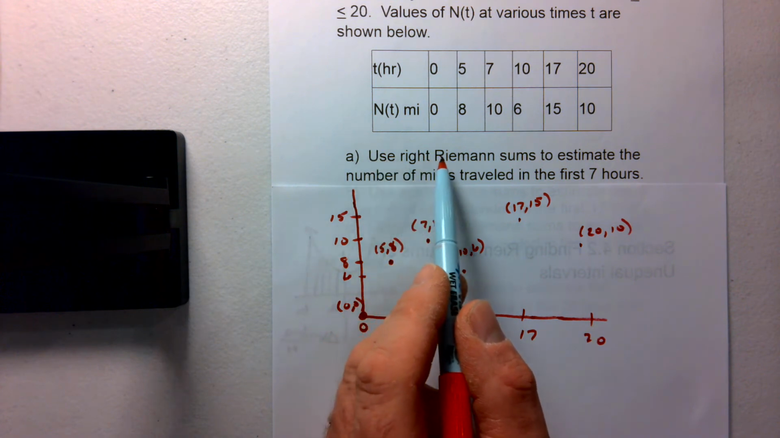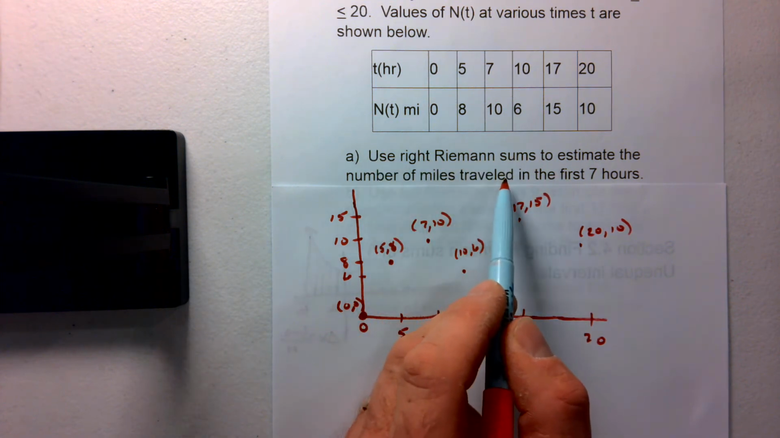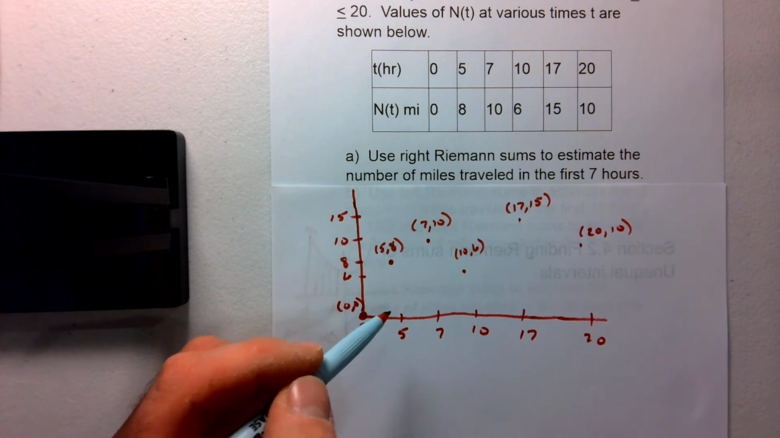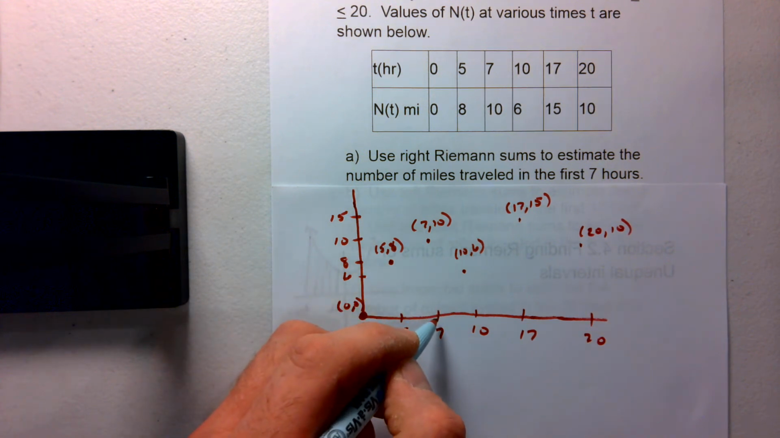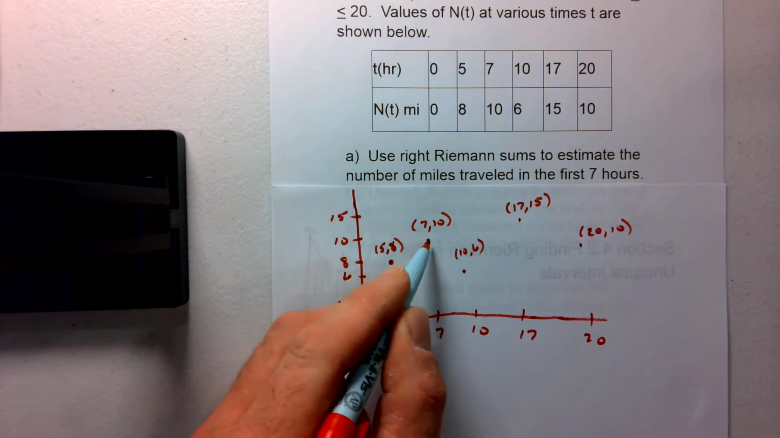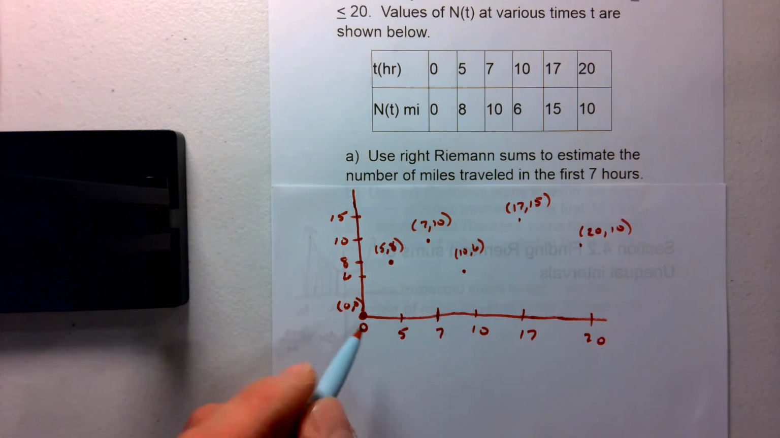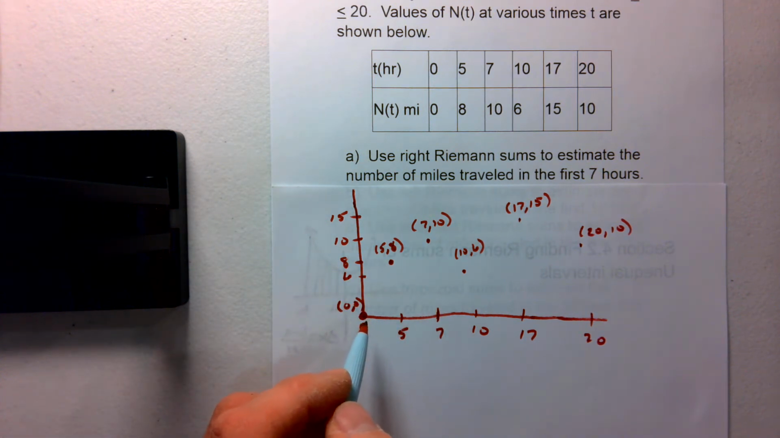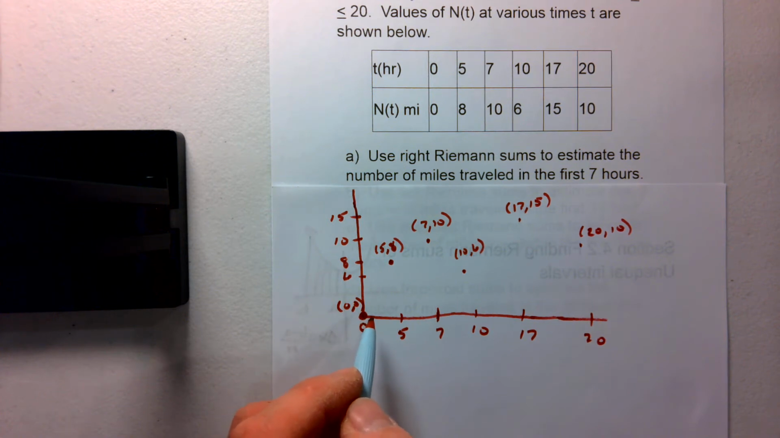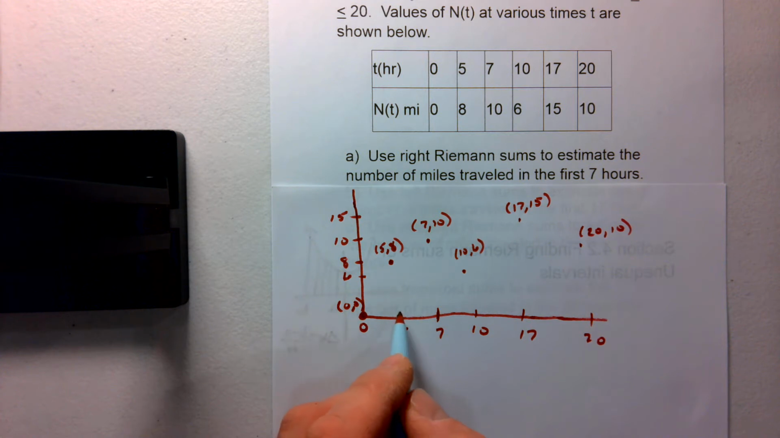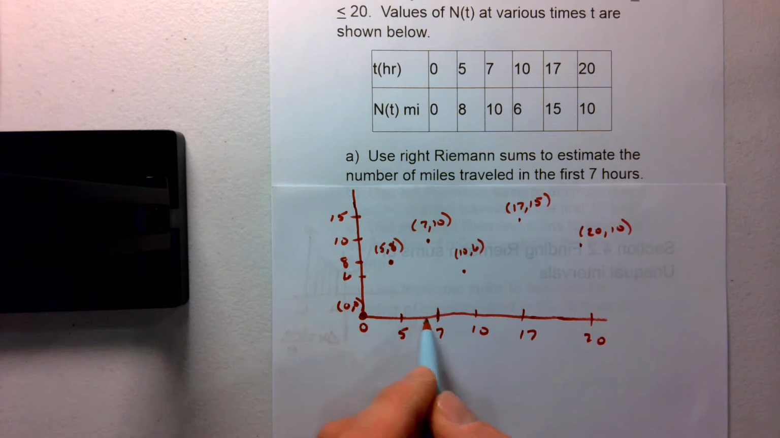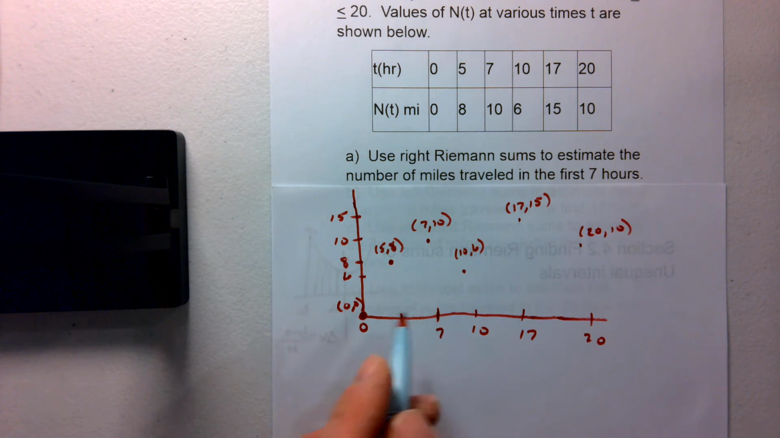So it asks us to use a right Riemann sum to estimate the total number of miles traveled in the first 7 hours. So for the first 7 hours, I'm looking at just this information here, up to hour 7. A right Riemann sum tells me to use the rightmost point of my interval. So here I'm looking at 5 being my rightmost point that I know something about between 0 and 5. My other rightmost point would be 7. So I would break this into 2 regions.